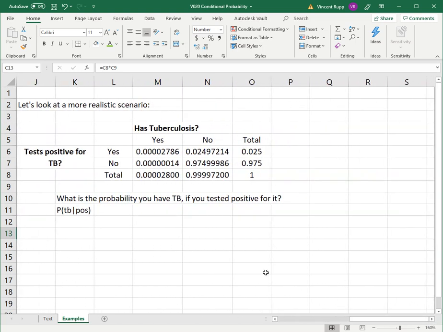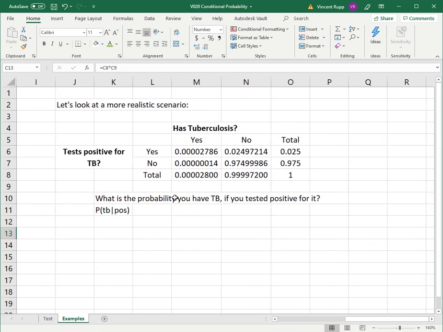But let's look at a more realistic scenario, one I have a little bit of personal experience with. There's a disease called tuberculosis. You might know about it, you might not, but there's a test for it. Basically everyone can either have tuberculosis, yes or no, and they can test positive for it, yes or no. Now, the incidence of tuberculosis in the US is very low. I looked this up online. It's 2.8 per 100,000 people.